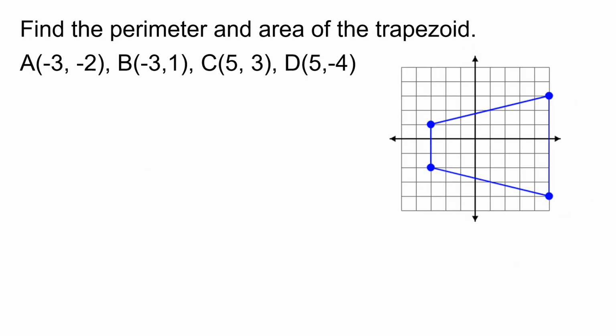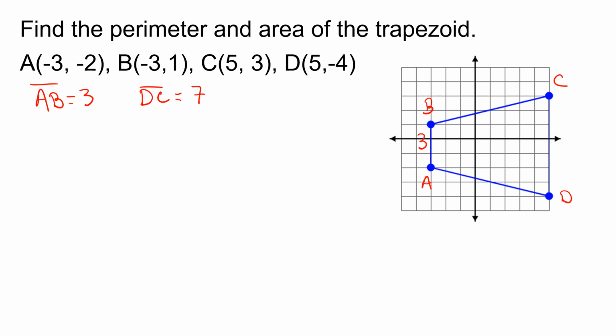Okay, find the perimeter and area of a trapezoid. I'm going to first mark the sides A, B, C, D. Then we can notice that I can find side AB by simply counting squares, 1, 2, 3. I can also find DC by counting squares, so from D to C is 7.